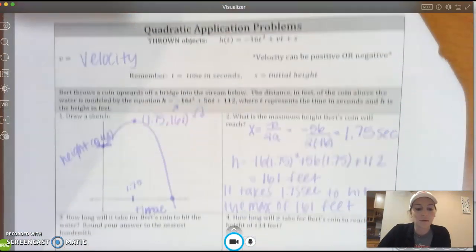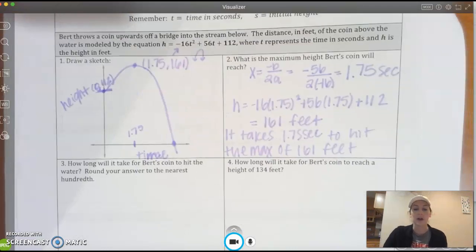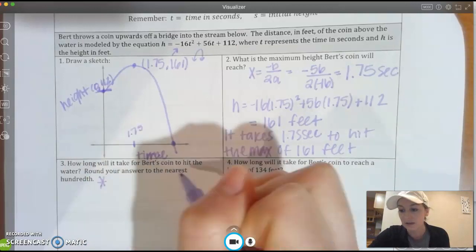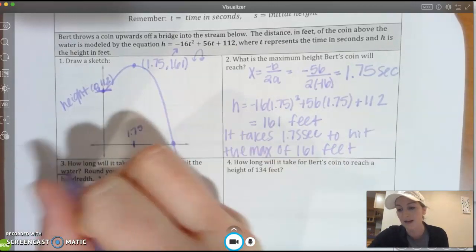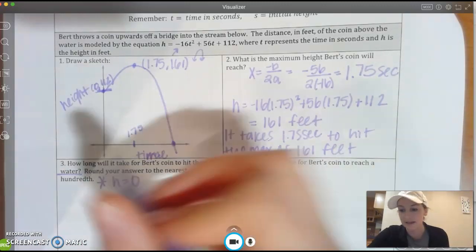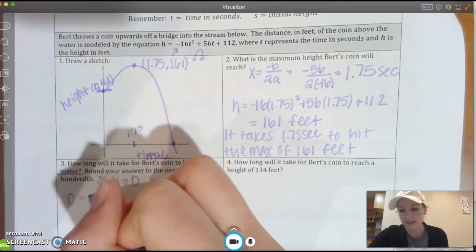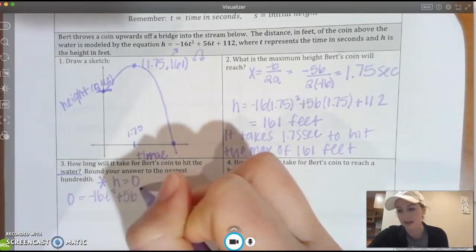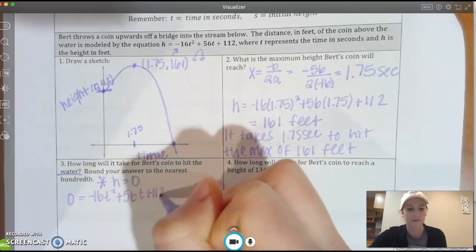So now it says, how long will it take for Bert's coin to hit the water? Remember, the water is considered ground level. So if we hit the water, we've hit the ground. And when we're looking for what value of t is at the ground, we want to plug in 0 for h. So anytime we hit the ground or the water, that means that h equals 0. So I would say 0 equals negative 16t squared plus 56t plus 112.